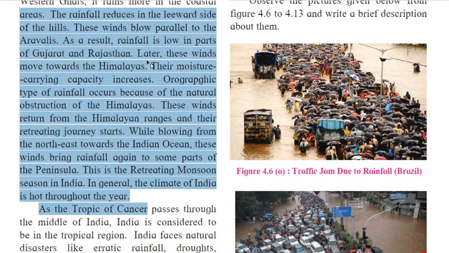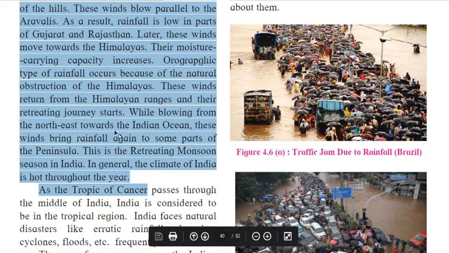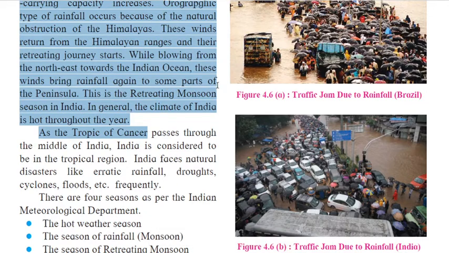So this is very important. Later, these winds move towards the Himalayas and their moisture carrying capacity increases. Orographic types of rainfall occur because of the natural obstruction of the Himalayas. These winds return from the Himalayan ranges and their retreating journey starts, blowing from the northeast towards the Indian Ocean. These winds bring rainfall again to some parts of the peninsula. This is the retreating monsoon season in India.